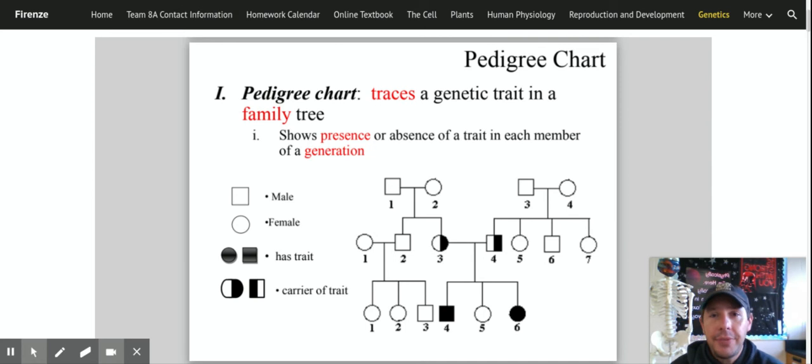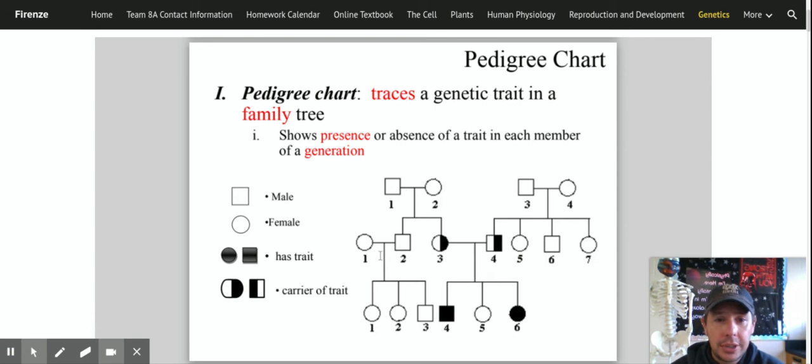generation. If you have a circle or a square that is half colored in, that means that they are a carrier of the trait. It doesn't mean they have it. It means they have the genes inside their DNA to pass it on to future generations. This is typically a heterozygous genotype, your carriers. So that's a big letter and a little letter.